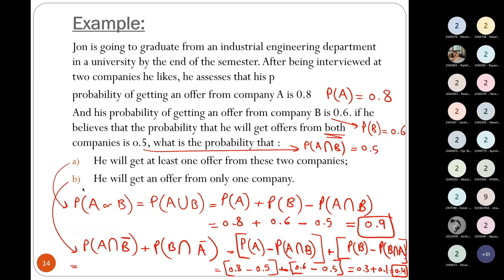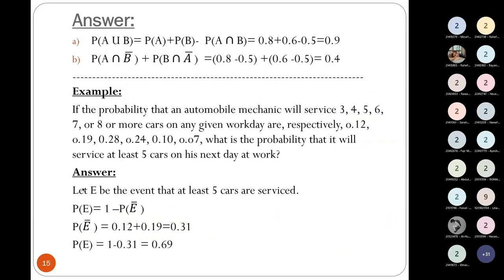Maybe A accepts John and B rejects, or B accepts and A rejects John. Any question? This is the answer.